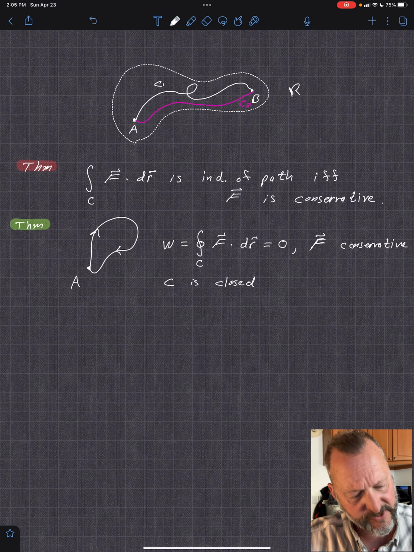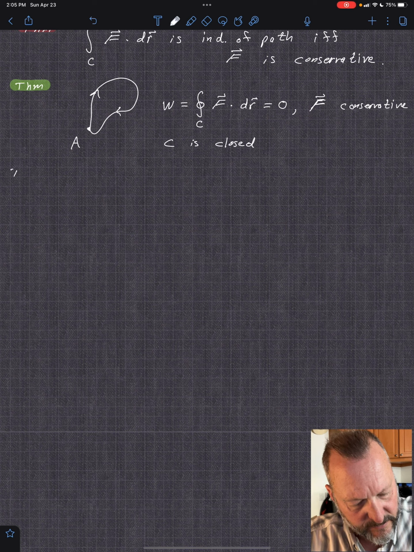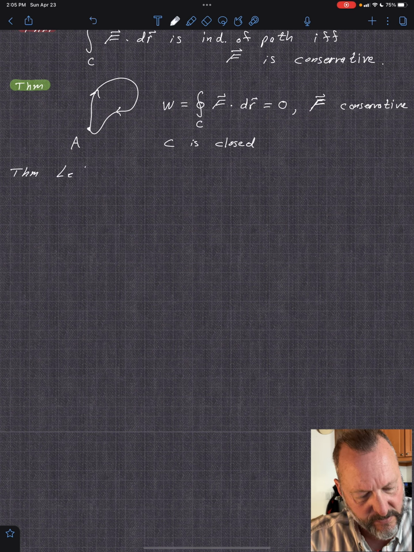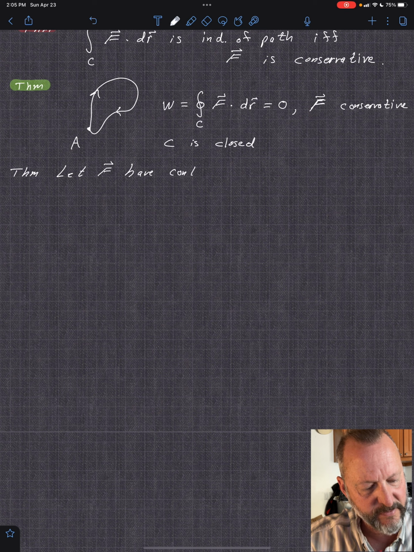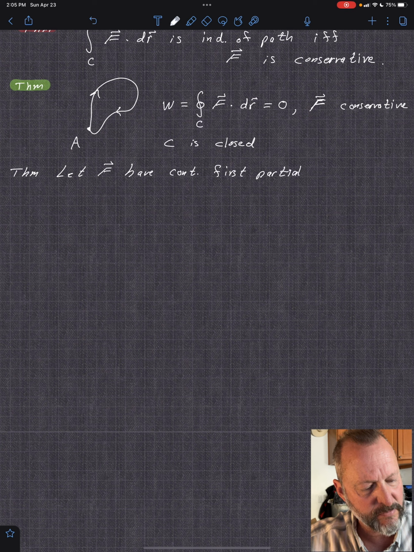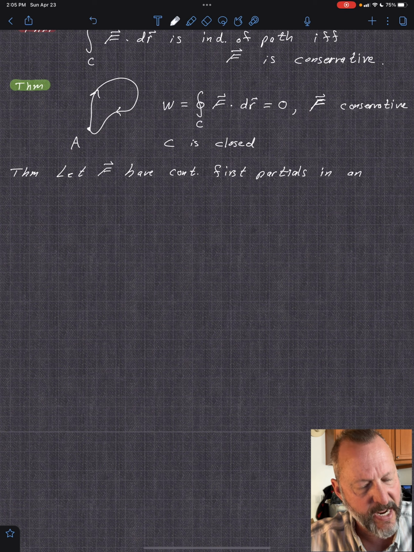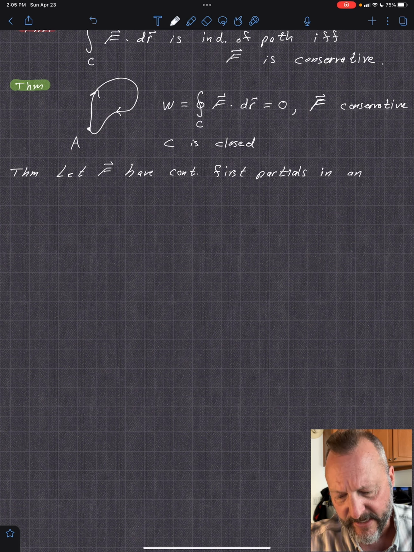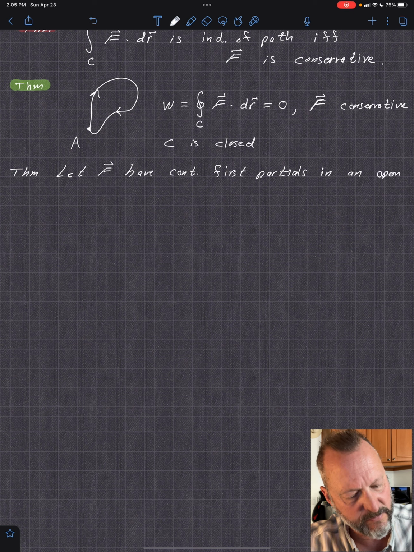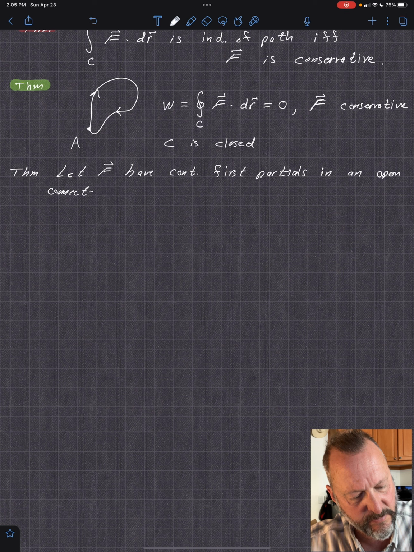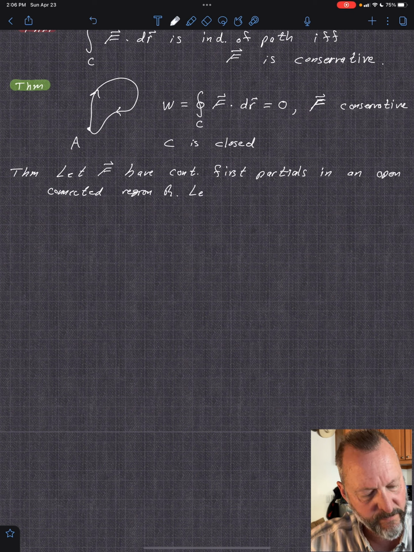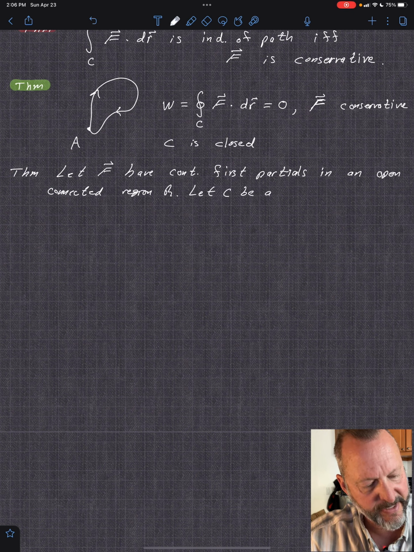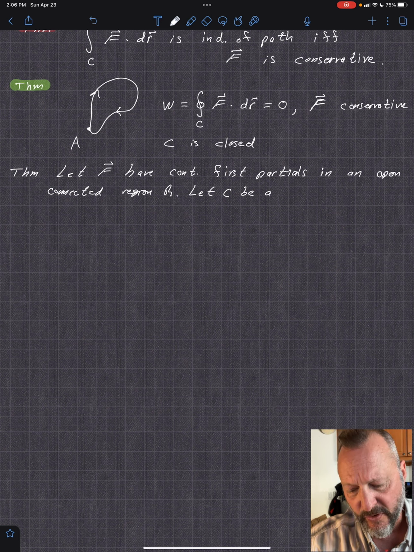So this next theorem summarizes everything. So let f have continuous first partials in an open connected region R. Let C be a piecewise smooth curve in R.